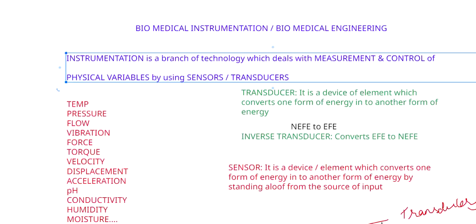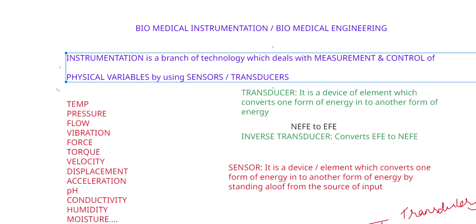Now, what is this biomedical instrumentation? Biomedical instrumentation is a branch of technology which deals with measurement of physiological variables, by using sensors and transducers.